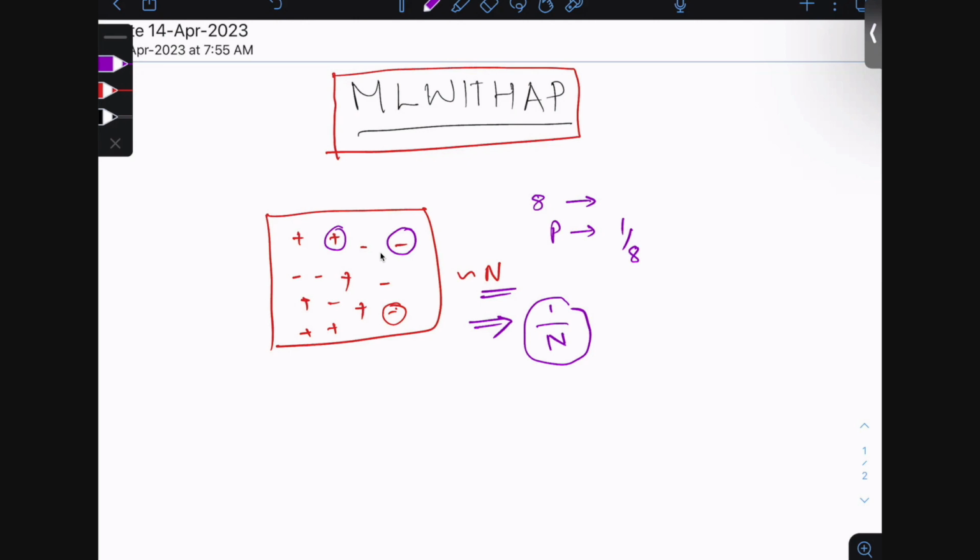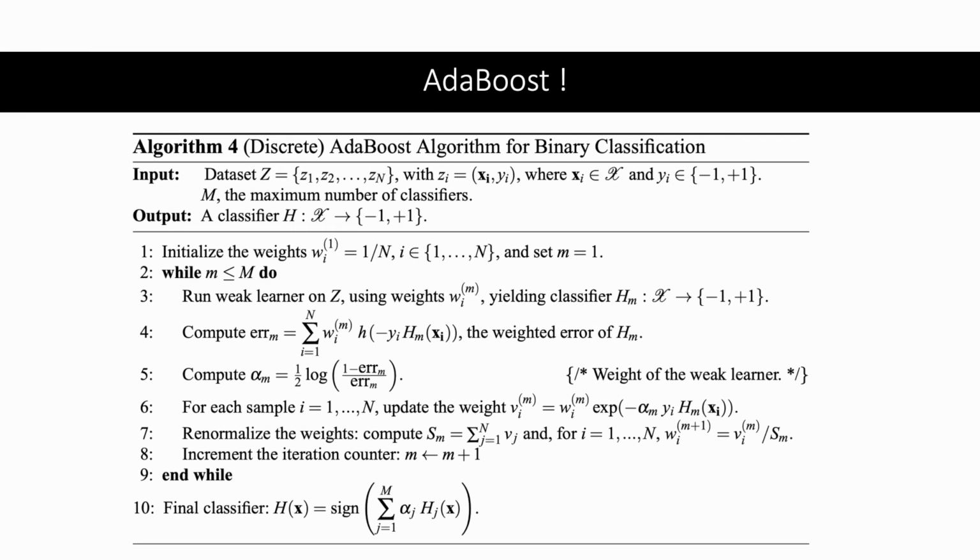So when I'm initializing, without knowing anything, the probability should be 1 by n for each to be picked. So I am initializing equal probability for every observation to be picked. That's what the first line is saying. And from where are we picking? We are picking from the set m equal to 1. I am building capital M models, like capital M iterations. And m equal to 1 is my first iteration. In my first iteration I am assigning a standard weight, 1 by n, to everyone.